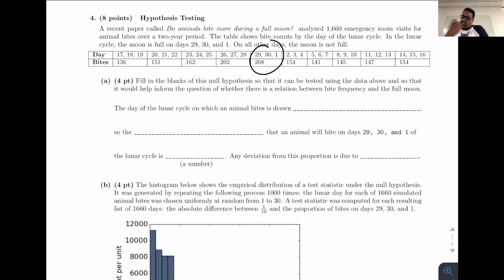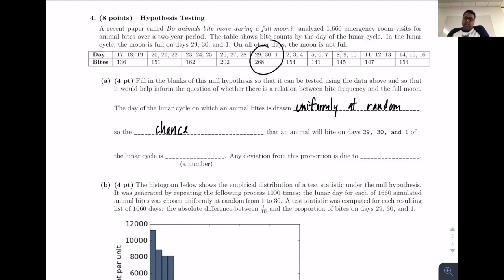So we have to assume that since we're just picking a random 3-day sample, the difference is occurring due to chance, right? So the day of the lunar cycle on which an animal bites is drawn uniformly at random, because we haven't really proved anything yet. All we're saying is, we're just picking a random 3-day stretch in the lunar cycle, so the number of bites during those days must be chosen uniformly at random. So the probability or chance that an animal will bite on days 29, 30, and 1 of the lunar cycle is blank.